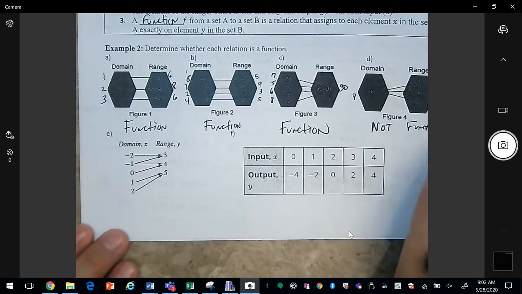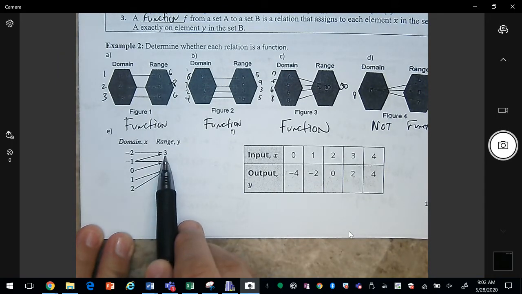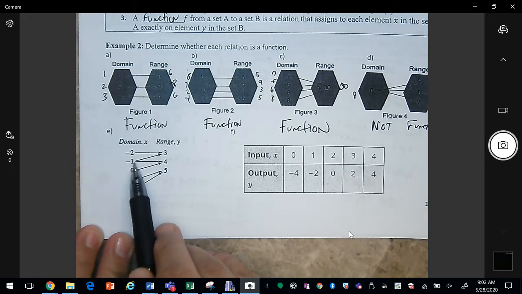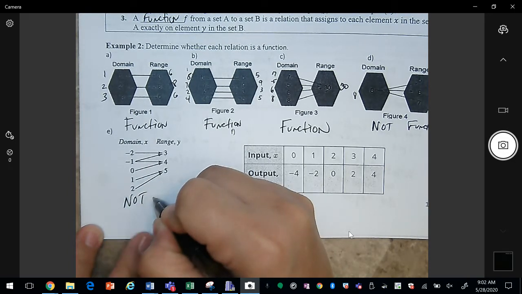Okay, letter E. We ask the same thing. Is -2 going to only one thing? Yes. Is -1 going to one thing? The answer is no. -1 goes to 3 and it also goes to 4. So automatically that makes it not a function.